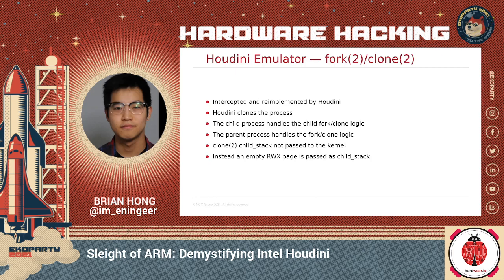Turns out Houdini re-implements it. It creates a new RWX page and passes that instead, and then it handles the parent and the child logic. It got a little fuzzy, but it just re-implements the whole thing. Right, so now that we have some ideas on how it works internally, let's try to get to some of the fun stuff.